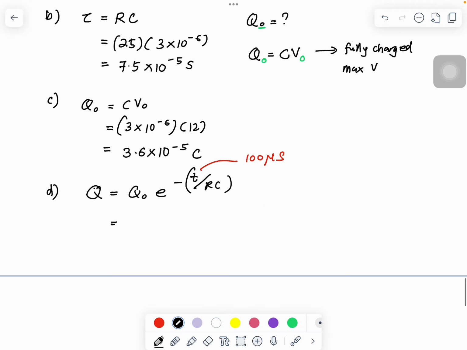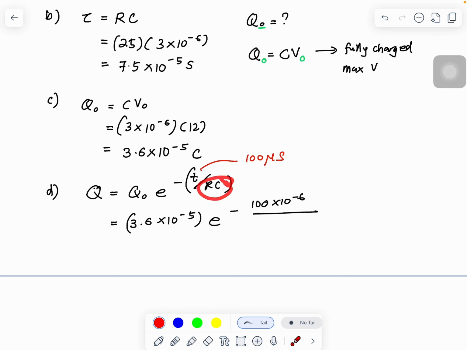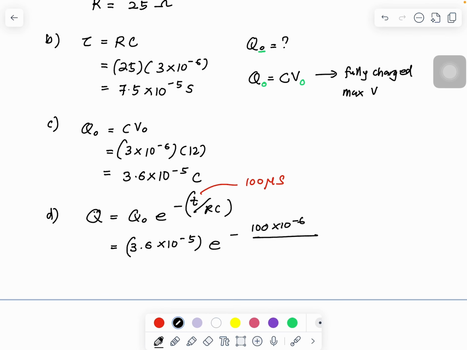And then you masukkan Q naught sudah dapat tadi, 3.6 exponent -5. E to the negative T is -100 micro, and then divided by RC. So RC ni sama dengan time constant kan, so masukkan yang itu sajalah. Then you tekan calculator, so you will get Q final equal to 9.49 exponent -6 coulomb.